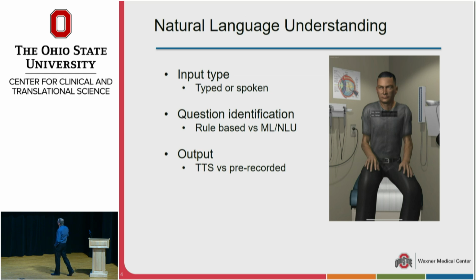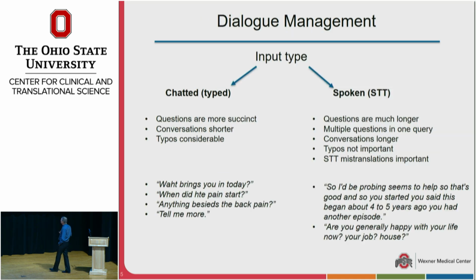So when you're designing a natural language system, there are some things you need to think about. You need to think about what your input type is, typed or spoken. How are you going to understand the questions? Are you going to use a rule-based or a machine learning system? And then a little bit of what your output is going to be. That's important for our conversation, and our system may not be important for yours, but it is a consideration in terms of how you want your system to respond.